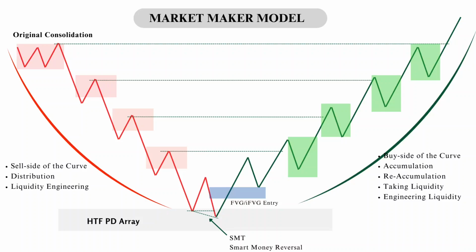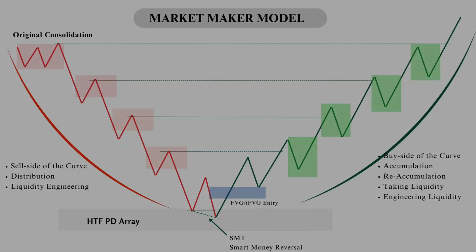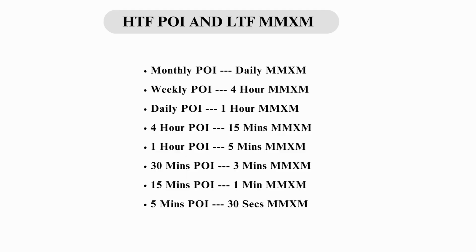So let's take a look at different time frame alignments that you can use in order to support your market maker model. This is your time frame alignment if you are looking at the monthly area of interest. Then you'll be using the daily charts to spot your market maker model. If you are using weekly, the 4-hour will be good. If you are using daily, you'll be looking at the 1 hour.